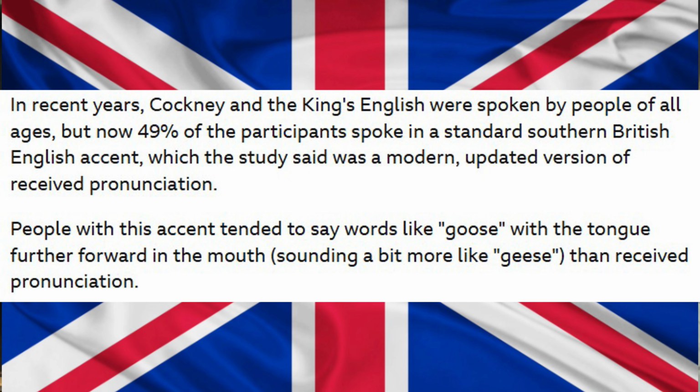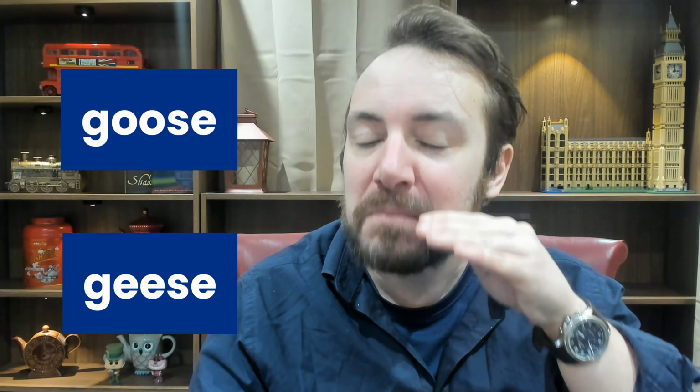People with a modern British RP accent tended to say words like goose, with the tongue much further forward in the mouth, sounding a bit more like geese. So let me say this for you: goose, geese. And in fact, my tongue is much further forward than in an old RP accent, which would have it more up here. Goose, goose, goose, goose. There is quite a distinct difference.